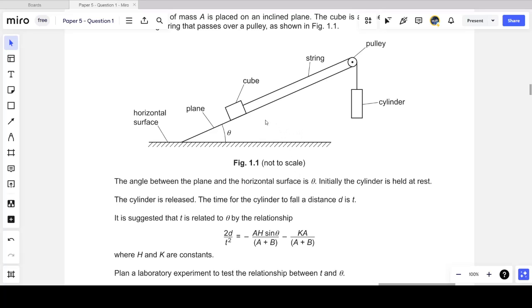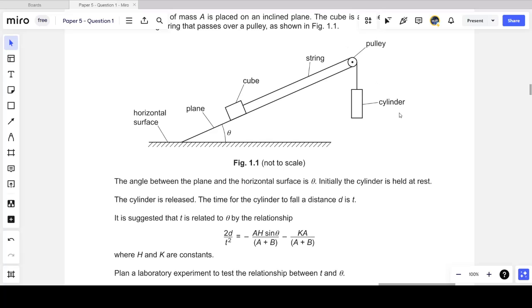Basically what we're doing is we're adjusting the angle of the plane, and we're dropping the cylinder, and the cylinder's height above the bench, above the horizontal surface here, is always constant. It must be d. And the time it takes to fall is t. As I adjust the angle, it is suggested that the time it takes to fall differs. We don't need to think about the kinematics or the dynamics of the problem. The equation is given. We need to figure out how we can adjust theta and measure the time t for the cylinder to fall.